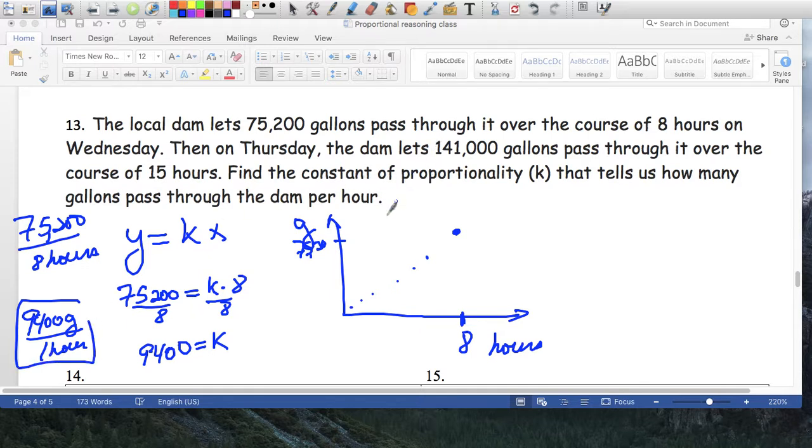I use the same thing with the other point. The other point is what? 15 hours. So again, using this same graph, 15 hours, maybe it's over there, and then 141,000 should be somewhere over here, right? I could have used either point to find the unit rate, but I'm going to show you both. So you get y equals kx, or you could have just written k equals y over x.